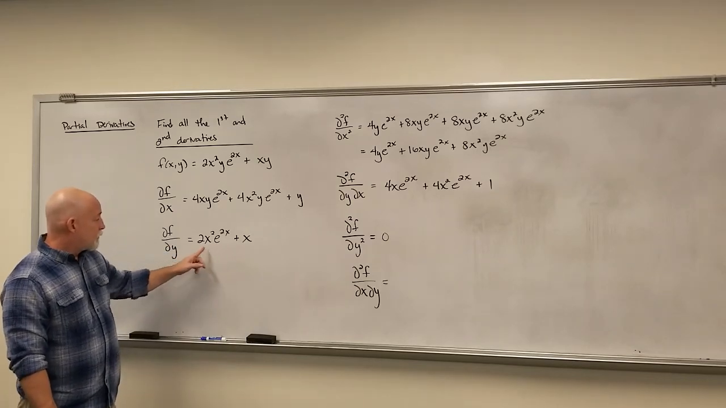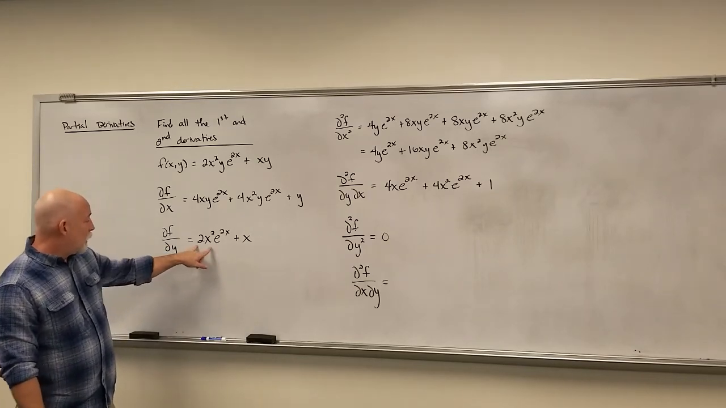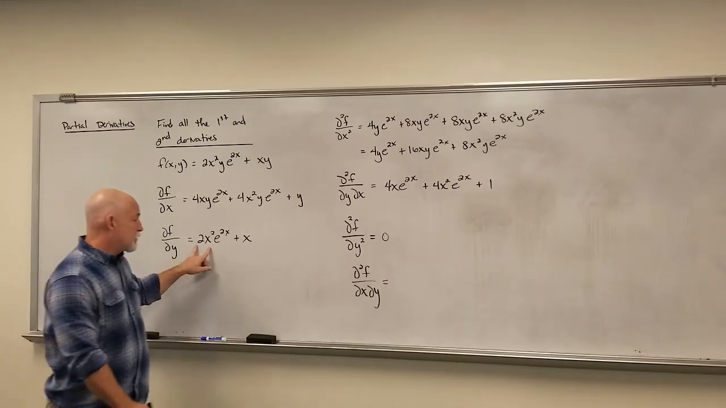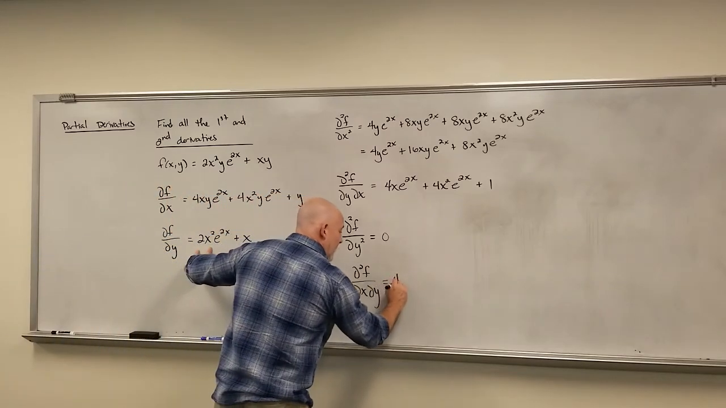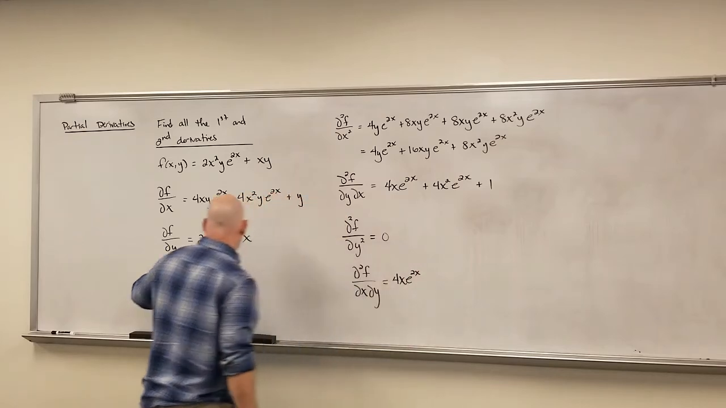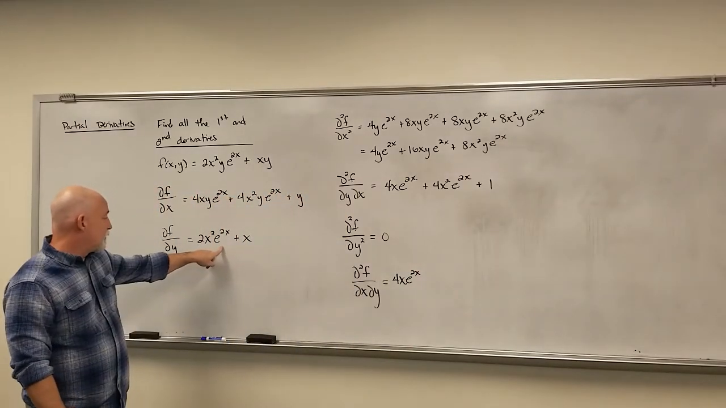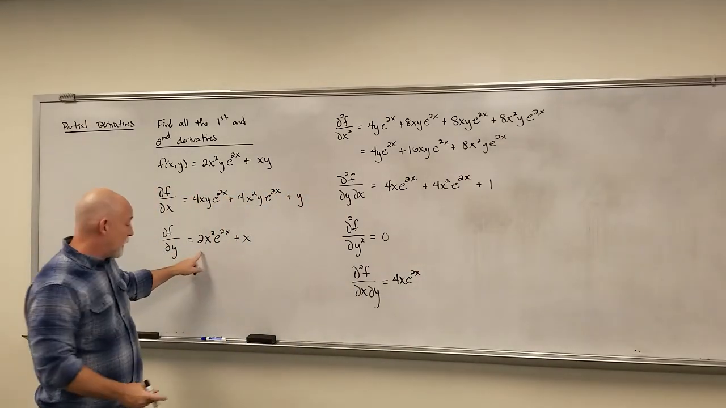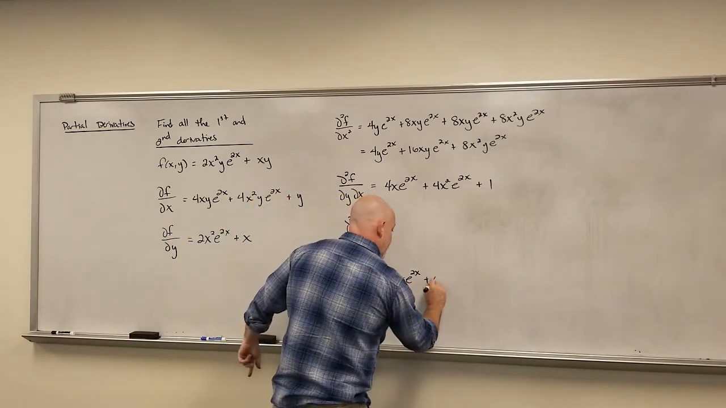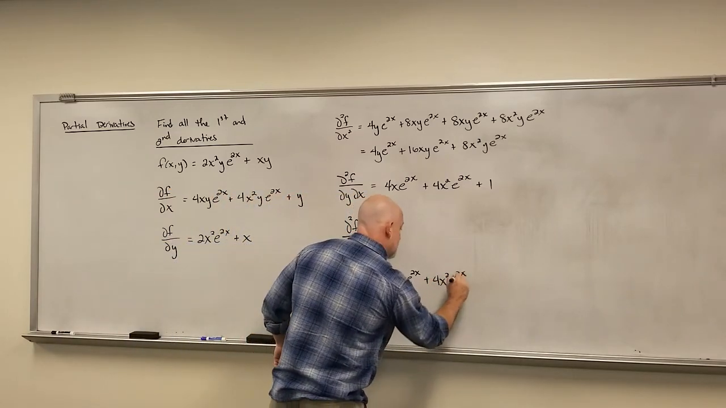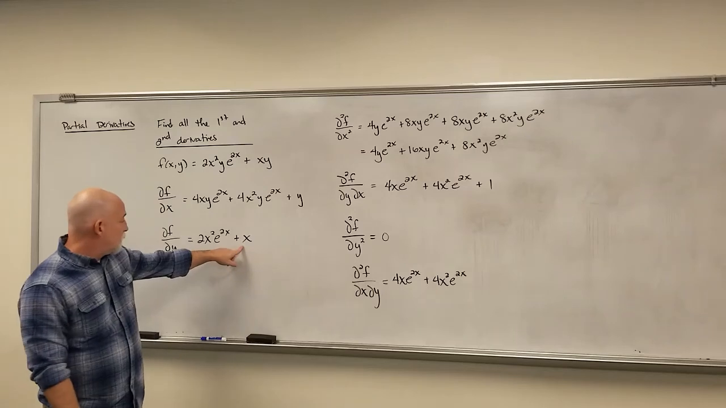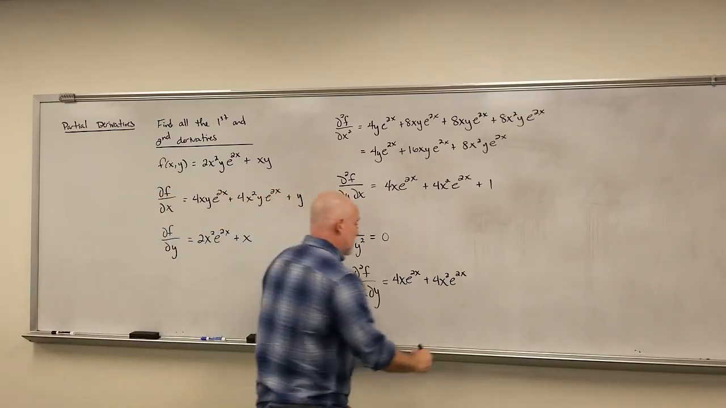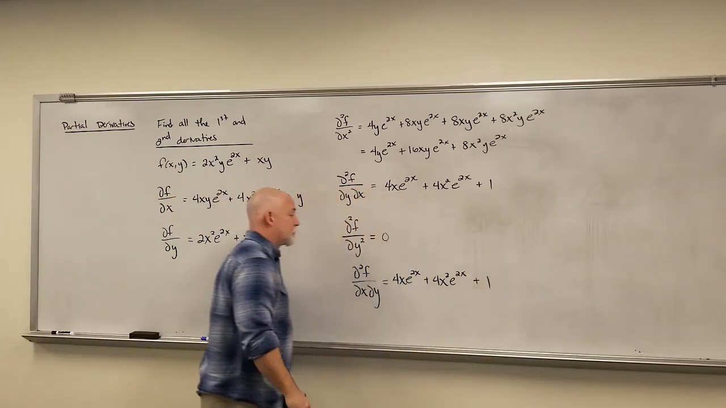For this first piece, we're going to have to do the product rule. The derivative of 2x squared will be 4x times e to the 2x. The derivative of e to the 2x is 2e to the 2x, so that gives me 4x squared e to the 2x. And the derivative of x with respect to x would be 1.